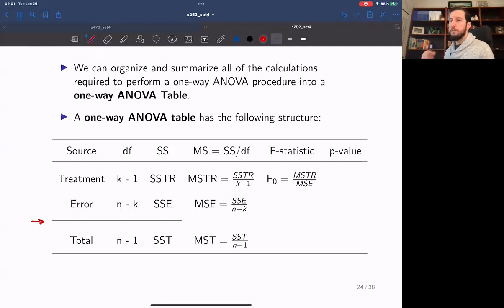The beauty of the ANOVA table is that because you know these relationships exist between all of the values in the table, you can actually complete ANOVA tables that only give you certain values of interest. I'll show you an example of this in a little while as well.